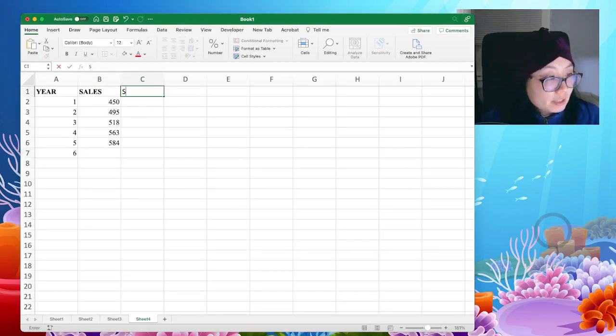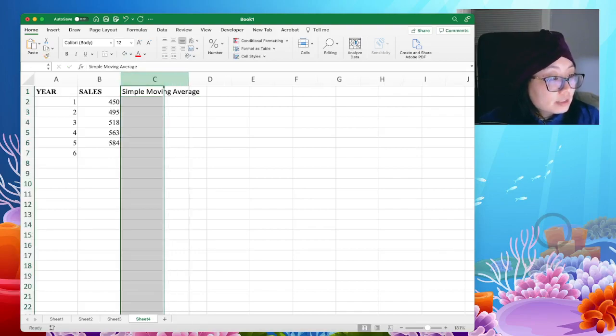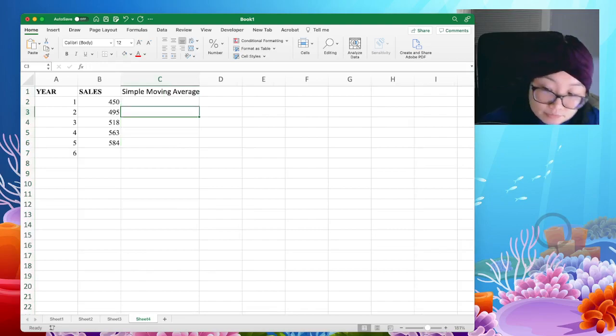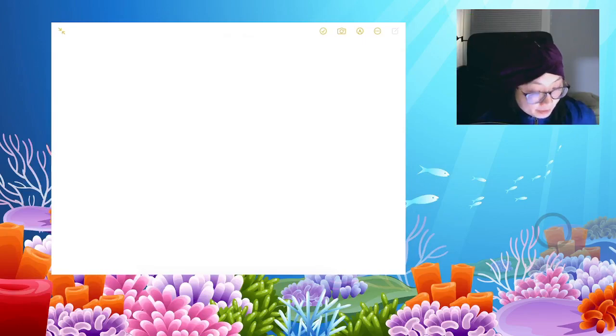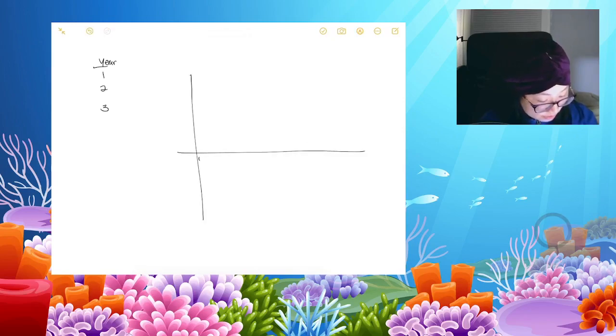So let's go with the simple moving average first, and let's take a quick look at the formula for that. I've turned over to my notepad so that I can describe to you how the simple moving average works. Let's say, for instance, we've got year 1, year 2, year 3. We've got different numbers. So let's say we have a scatter plot, and we have for each year and so forth.